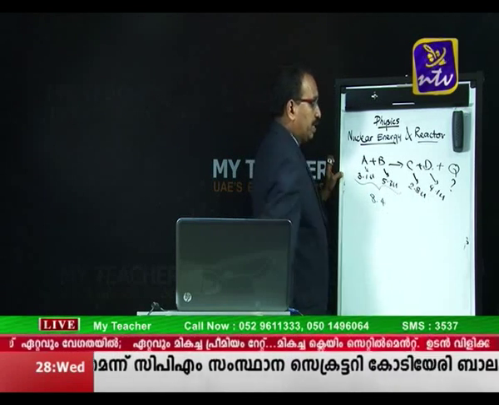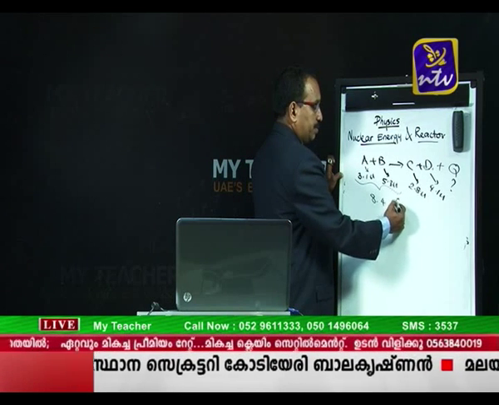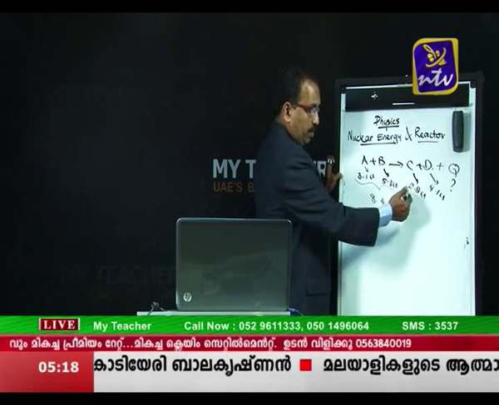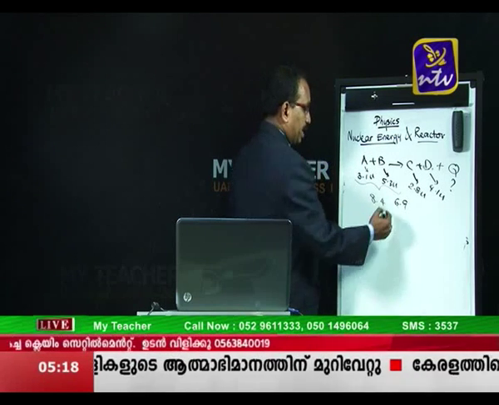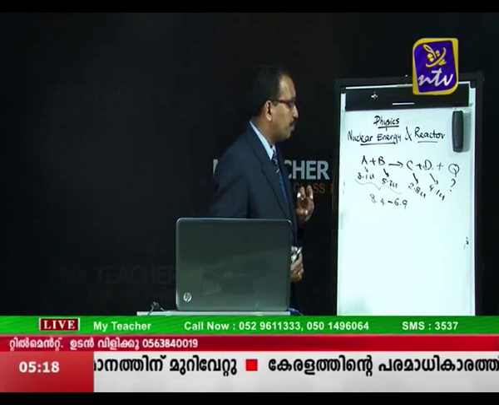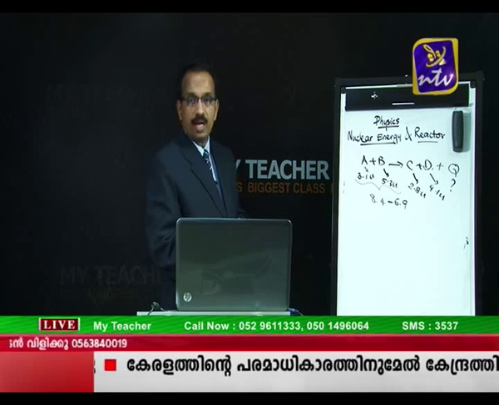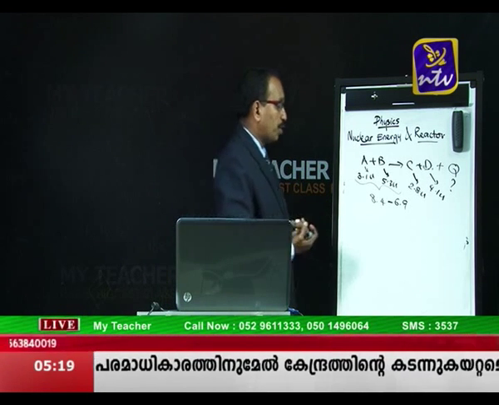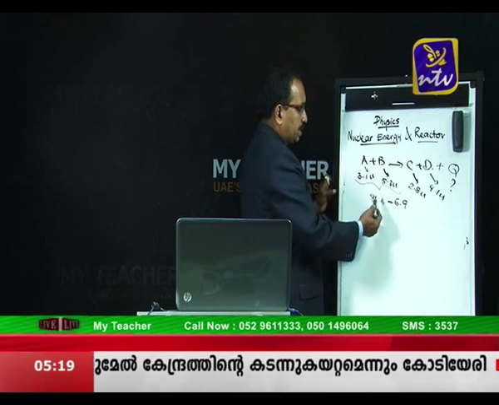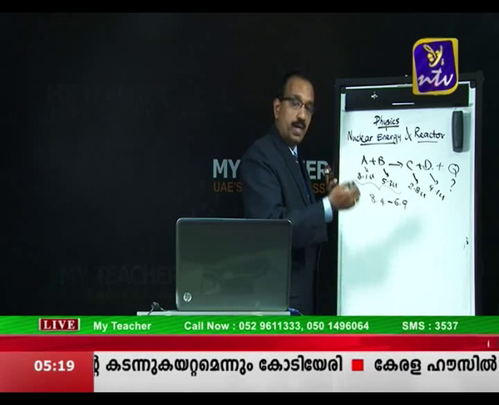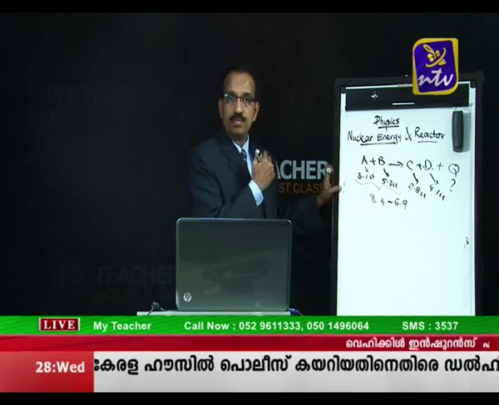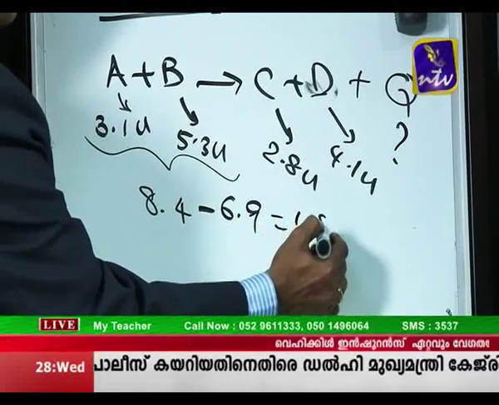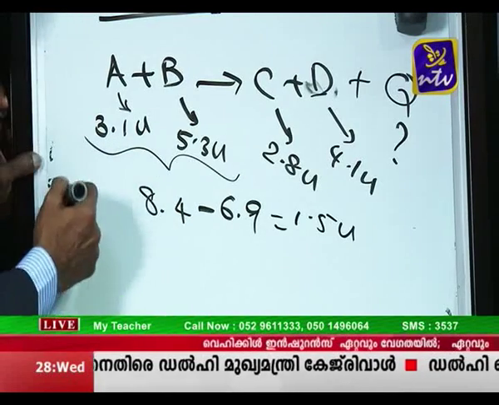Similarly, this one would be 6.9: 4 plus 4.1 plus 2.8. Okay, so just subtract it. So 8.4 minus 6.9. So how much is it going to be? That is 8.4 minus 6.9, so it's going to be 1.5. Correct? So 1.5 AMU is lost during the reaction.